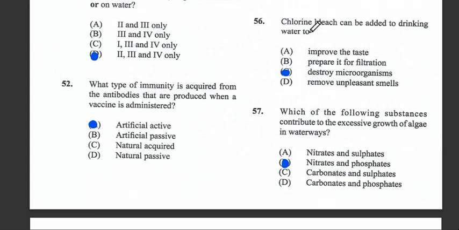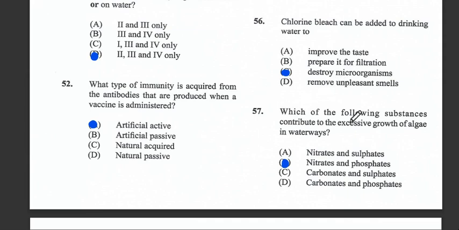Alright, good. Number 56. It says chlorine bleach can be added to drinking water to... We all know that it's for contaminated water. Therefore, once we add chlorine to the water, it would destroy the harmful microorganisms. Alright, so the best answer here for number 56 would be C, destroy microorganisms.